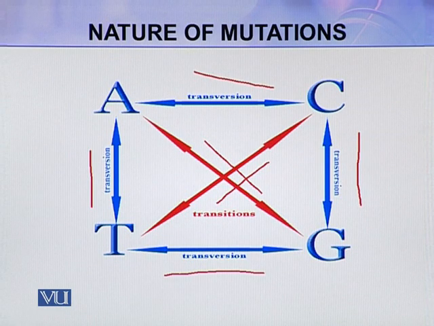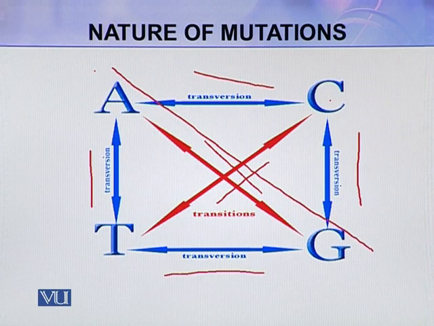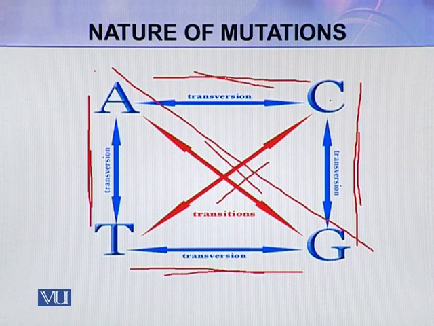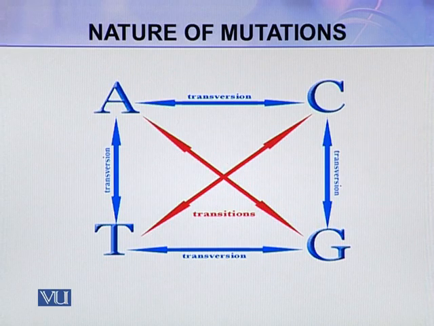So, if T is substituted for C, this is a transition. If A is substituted for G, this is a transition. If C is substituted for G, this is a transversion. G substituted for T, this is also a transversion. And A substituted for T, this is also a transversion. Similarly, A substituted for C, this is also a transversion. So, these are transversions and transitions.